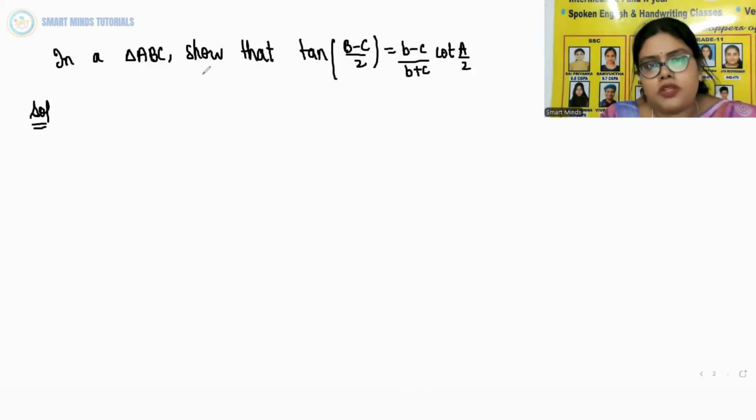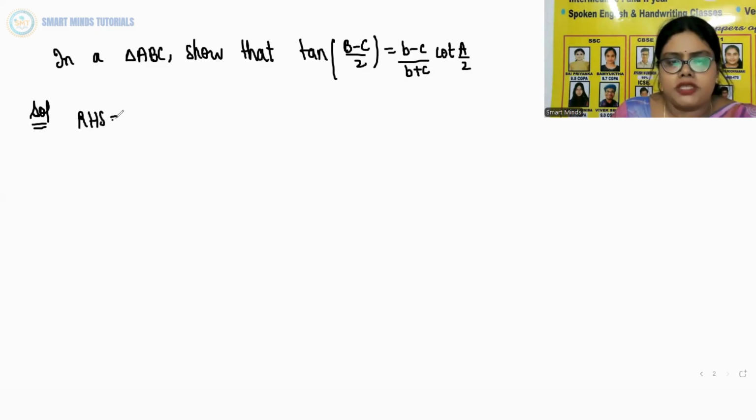Now take the next question. In a triangle ABC, show that tan of B minus C by 2 equals B minus C by B plus C cot A by 2. So first what I will do is I will take RHS. RHS is B minus C by B plus C cot A by 2.